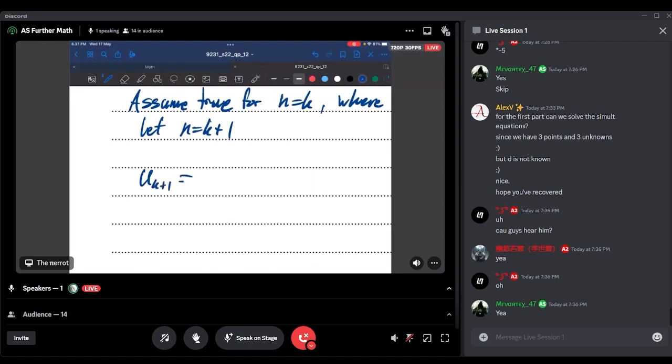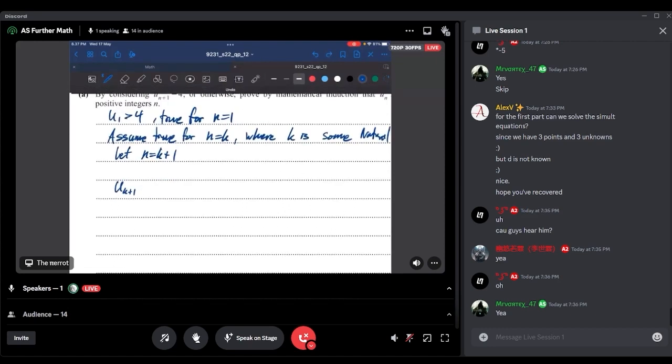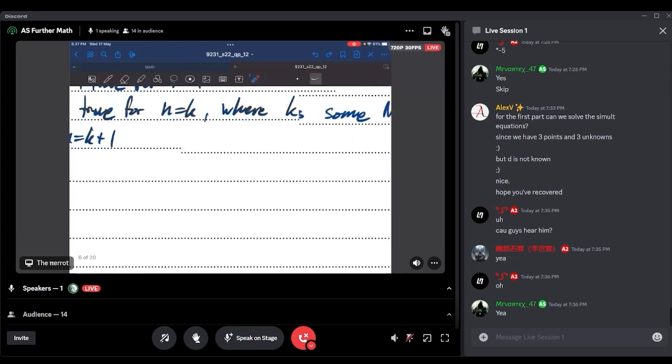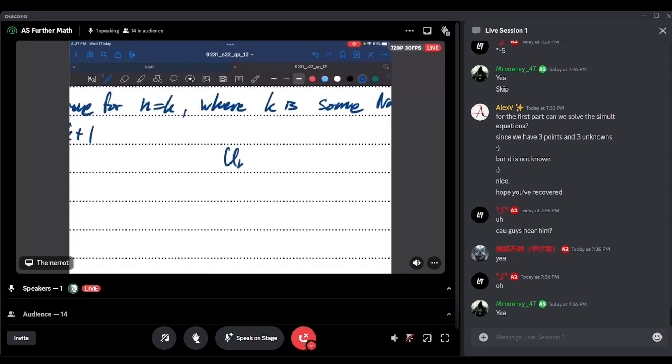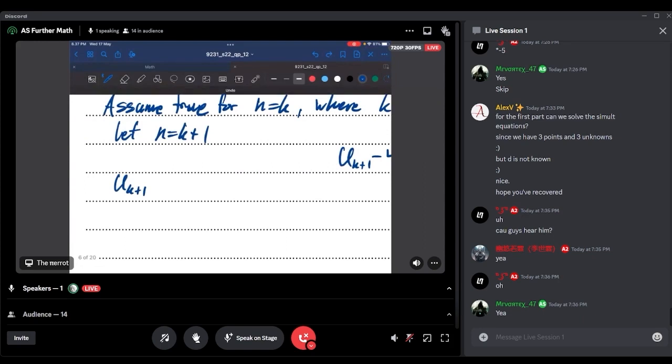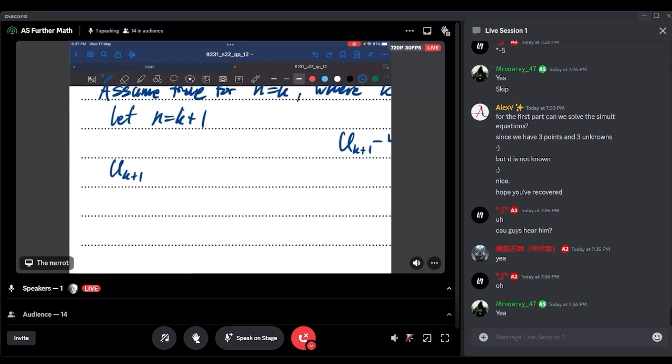By definition, we consider the minus 4 because we want to show that this is greater than 4. If we take the minus 4 of it, we just have to show that it's greater than 0. So our target is to show that u(k+1) minus 4 is greater than 0. That's the target. So we start from here.